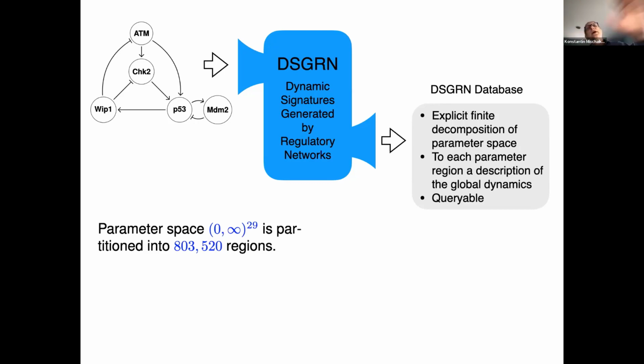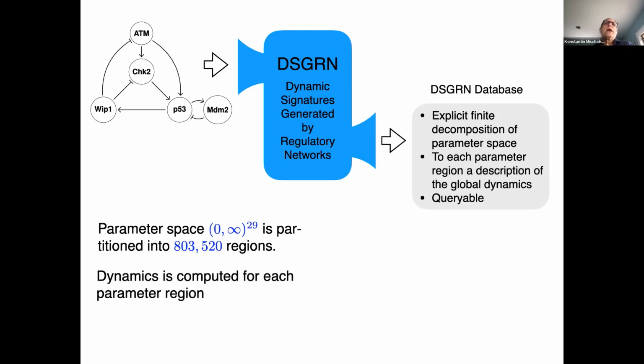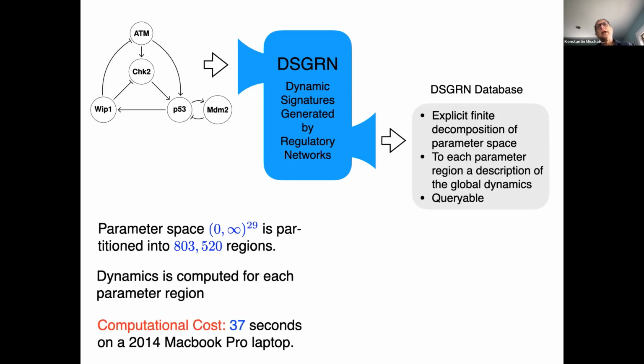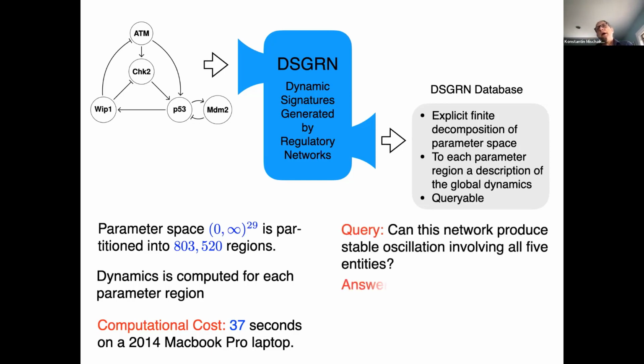The software divides the parameter space up into about 800,000 regions. For each region, you compute the dynamics, but this is fast. So it takes about half a minute to do the entire computation, all 800,000 regions. So now you can ask, is it possible that this thing produces oscillations? And the answer is yes. There's about 7,000 of these regions where you do have oscillations.